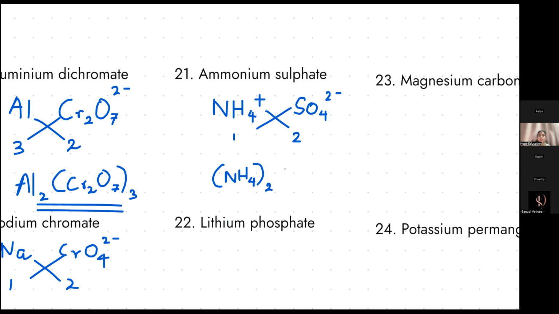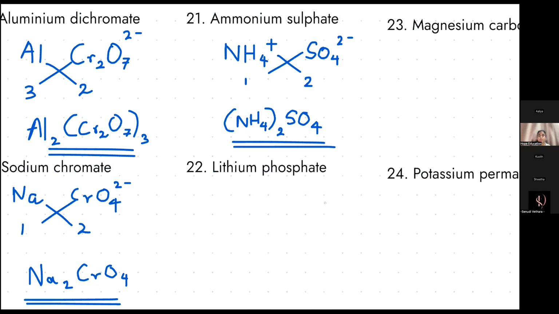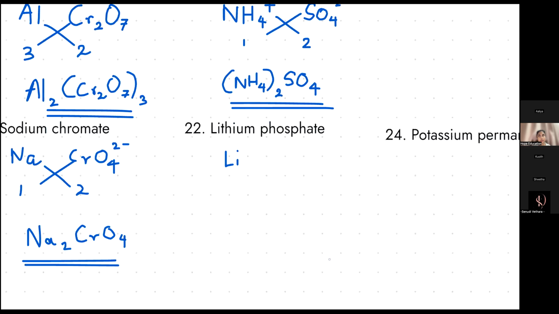Then lithium phosphate. Lithium is Li. Phosphate is PO4, 3 minus. Lithium has valency 1, phosphate has valency 3. So lithium gets 3, phosphate gets 1, like this. Is that clear also? All good?